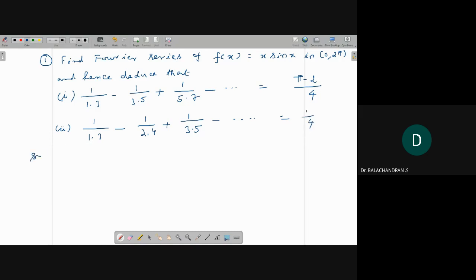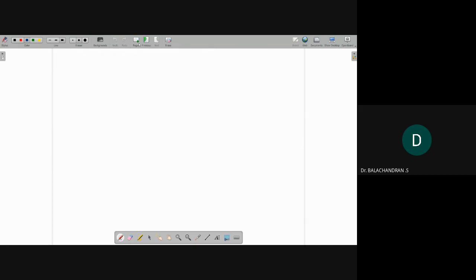Okay, solution. I think we got a naught. A naught equal to minus 2. Please verify it. And a n is 2 by n square minus 1. So this is true for every n not equal to 1. And then we found a1 equal to minus half. I think up to this we discussed in the previous class. Now I told you, try to find b n and b1. So if you got the answer, you can tell what is b n or b1.